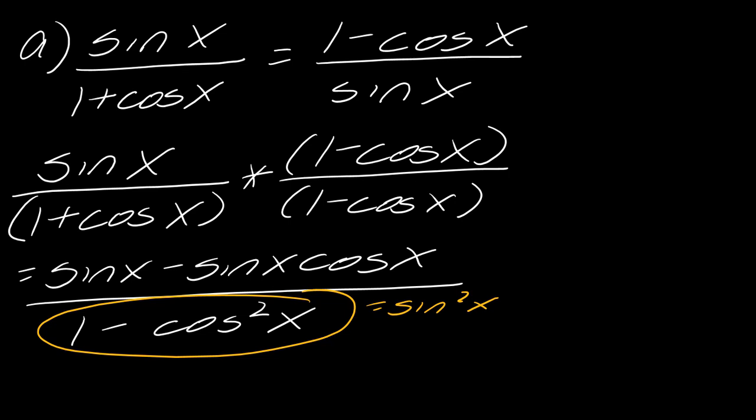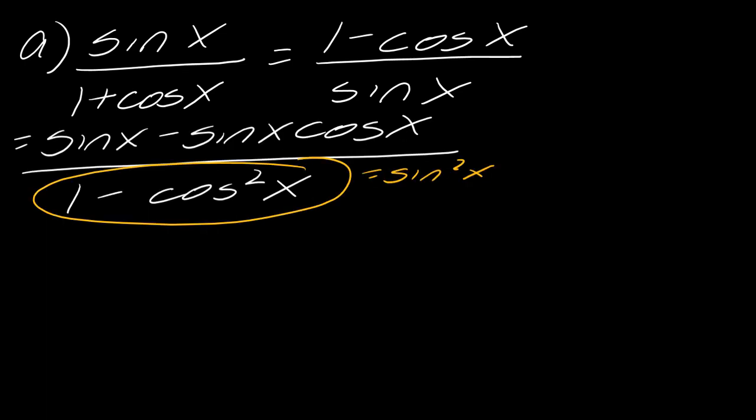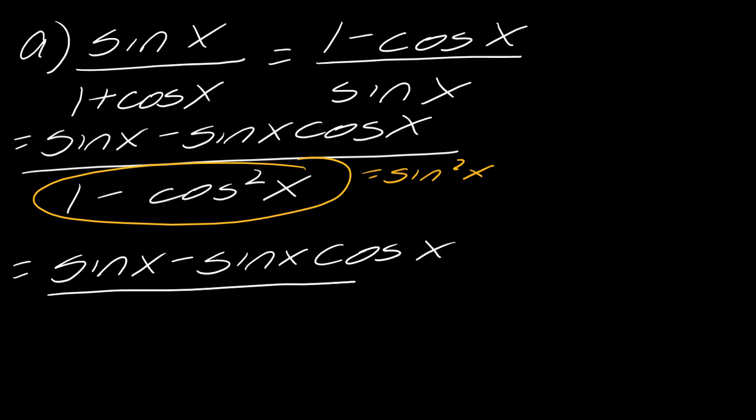And I think I need a little more space. Let me clear some space. Okay, so now I have sine x minus sine x cosine x, all of this over sine squared x. And now you'll notice I have a sine term here, here, and here. So every part of this problem has sine in it, which means I'm allowed to cancel.